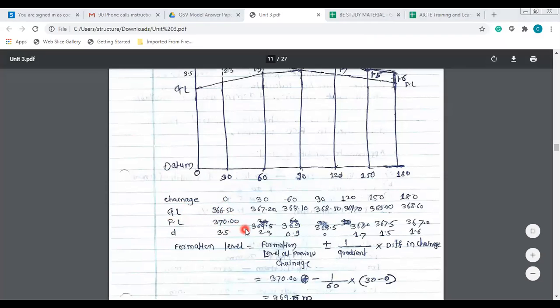So accordingly, you can do the calculations. 369.5 minus 367.2. Check whether it is 2.3. Then at one point you will get this reading as 0. So this reading represents there is a change in the gradient. It may be from falling to rising, or it may be from rising to falling gradient. Okay, from falling to rising or rising to falling, that is cutting to embankment or embankment to cutting being there.